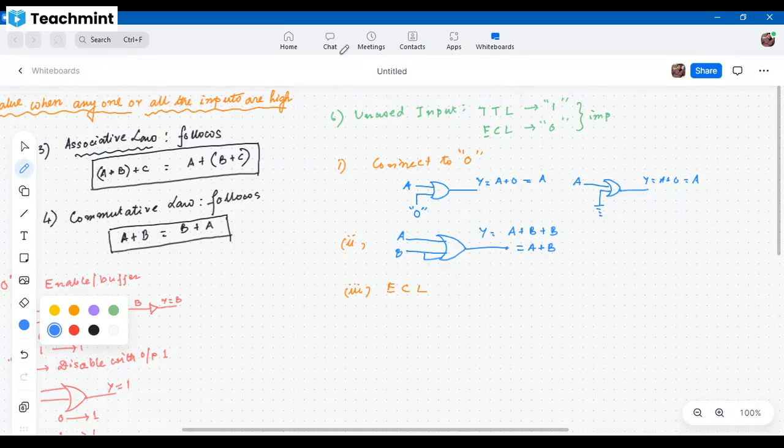तो ECL लॉजिक के हिसाब से अगर हम फ्लोटिंग रखते हैं तो मतलब मेरा क्या होगा? ECL लॉजिक में अगर ये फ्लोटिंग रहेगा तो मतलब क्या होगा? 0. Yes, that means y equals a plus 0. It is equals to a. और TTL में क्या होगा? TTL में हर बार y equals a plus 1 आ जाएगा। Clear?